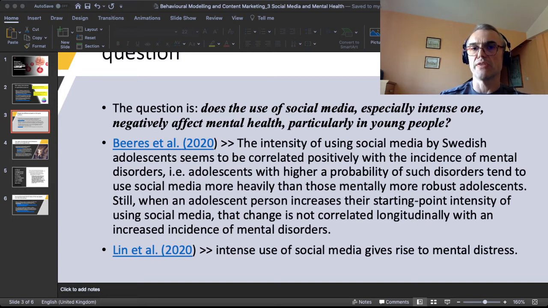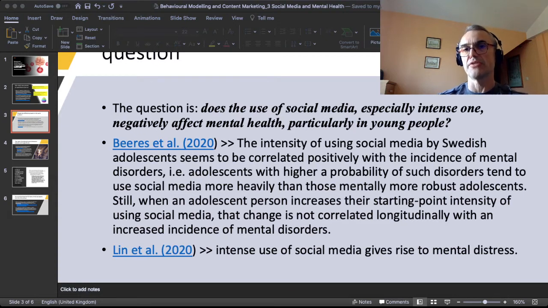Which means that adolescents with higher probability of such disorders tend to use social media more heavily than those mentally more robust ones. Still, when that correlation between mental disorders and the use of social media gets decomposed in two fields, so into differences between people on the one hand and change in the same person over time, then we can see what is summed up in that second sentence: that when an adolescent person increases their starting point intensity of using social media, that change is not correlated longitudinally with an increased incidence of mental disorders.